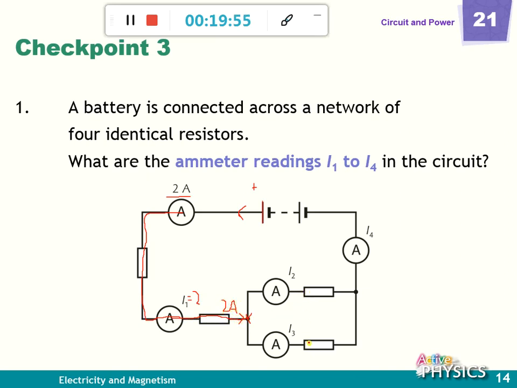But how about this one? I don't know it. But when they go back, they will join together, also 2A. Then I4 is 2A. This 2A will come into the battery.